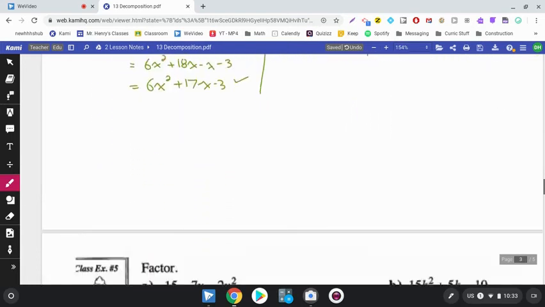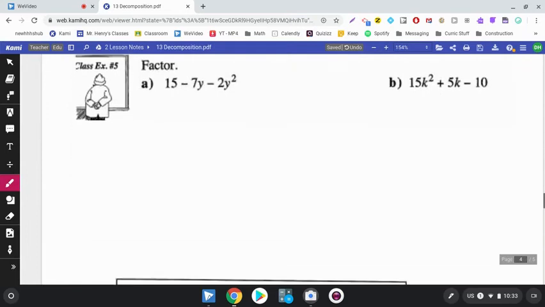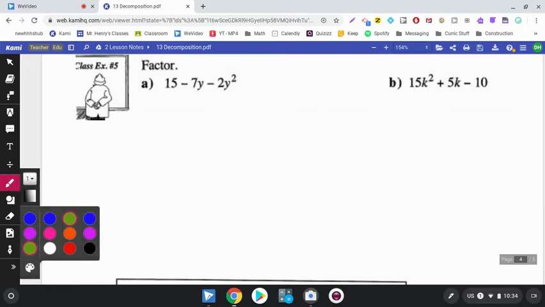Let's do a couple more examples. Okay, factor 15 minus 7y minus 2y squared, and then I have 15k squared plus 5k minus 10. Well, the great thing about decomp is I can factor a variety of things. I don't really have to worry about it. So the first one, it kind of looks awkward, but I can handle it. Let's just treat it exactly how it is and see how it goes. Multiply to 15 times negative 2, which would be negative 30, and add to the middle one, negative 7. Well, that would be negative 10 and positive 3.